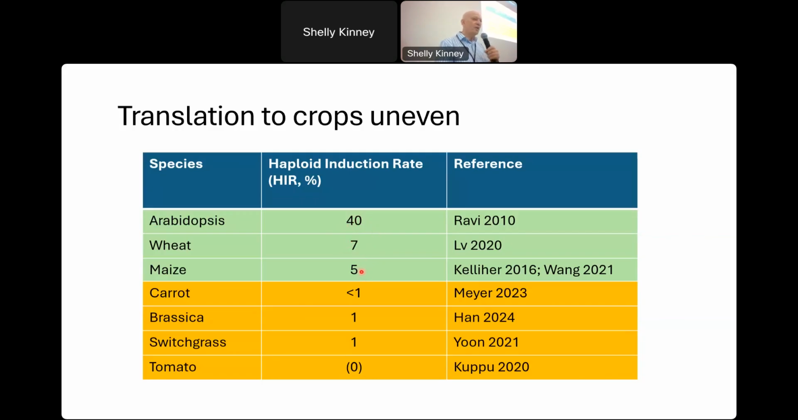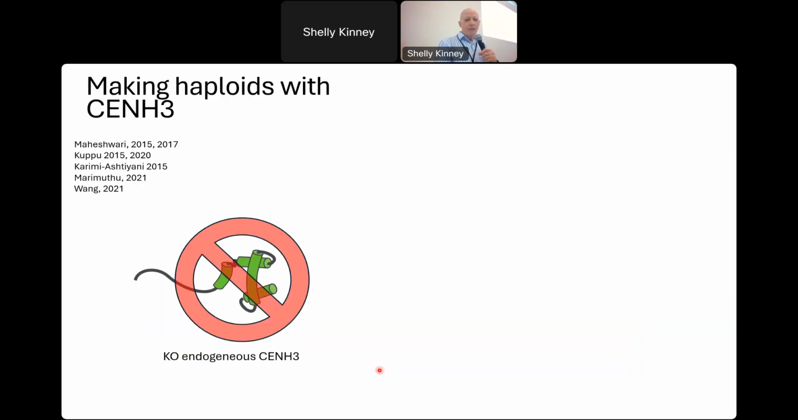And I consider 5% to be a good minimum threshold that you need to have to make the system really workable. But excellent studies that were carried out competently and reproduced what had been done in Arabidopsis failed to obtain the same high haploid induction efficiency, and you can see here. So let's step back a second and ask, how does the technology work?